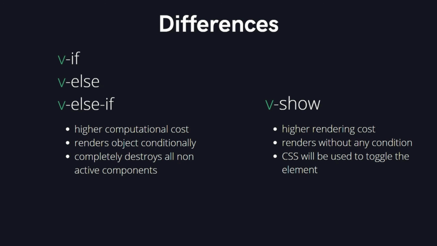Major differences between these two methods are the computational cost, which is generally higher for the conditional method, but the actual rendering cost is higher for the v-show method, since this element has to be fully rendered all the time and will just be toggled off and on through CSS. For the conditional method, all components will be automatically destroyed after failing to meet any condition.